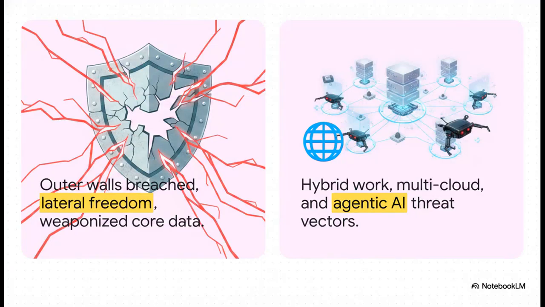And this brilliantly illustrates exactly why. Think about it. In a legacy system, once an attacker breaches those outer walls, it's pretty much game over. They get this unchecked lateral freedom to just roam across asset classes and weaponize core data with absolute impunity. But today, we don't have a single castle anymore. We're operating in decentralized, hybrid work environments across these really complex multi-cloud enterprise architectures. And honestly, the most alarming part? We are facing autonomous, agentic AI threat vectors that are constantly, and I mean literally constantly, hunting for vulnerabilities. This entirely vaporized network demands a completely new approach to defense.